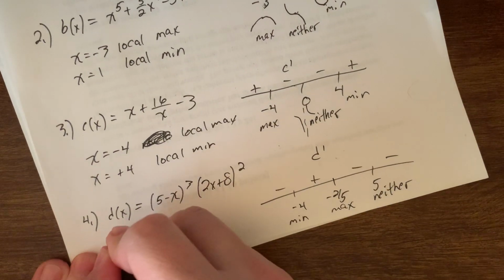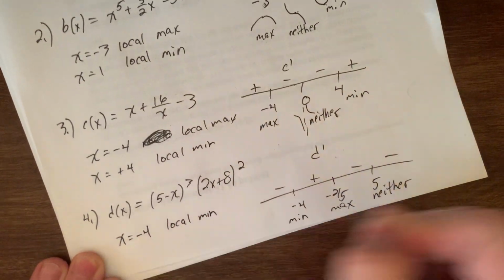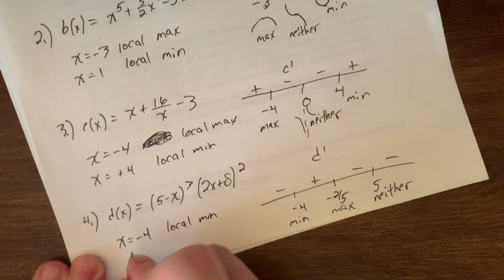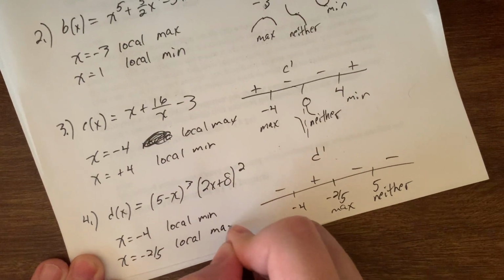So let me just sum it up again. So x equals -4, there's my local minimum. And x equals, I'm sorry, not 5, -2/5 as my local max.